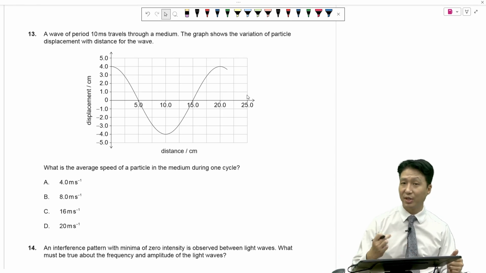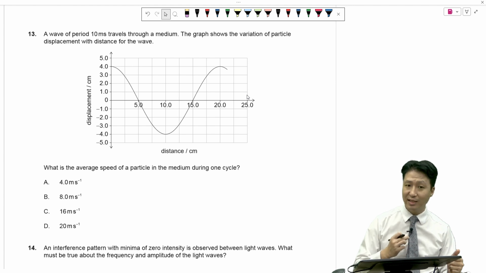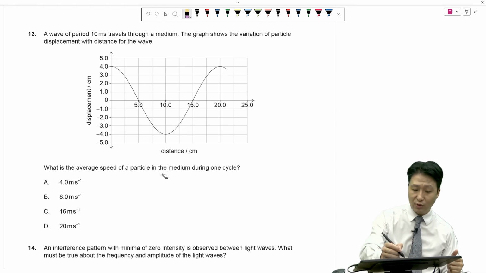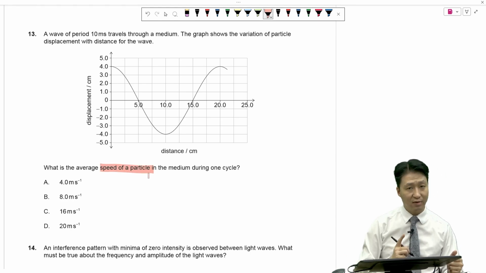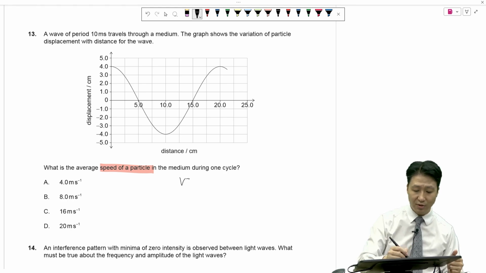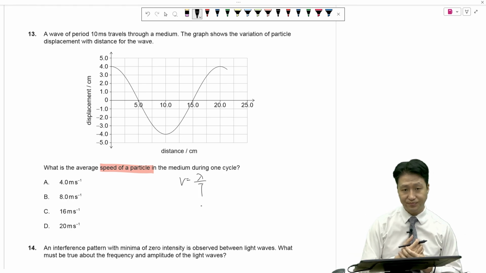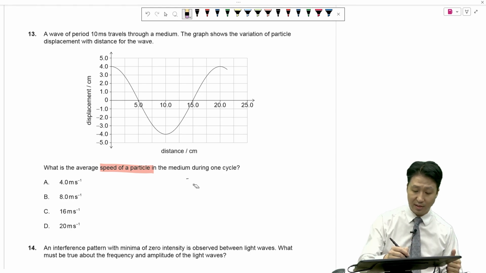Question number 13 is a little bit tricky. It says, a wave of period 10 milliseconds travels through a medium. The graph shows the variation of the particle displacement with distance for a wave. What is the average speed of a particle in the medium during one cycle? What is tricky about this is it's asking for the speed of the particle, not of the wave. So if you try to use v equals wavelength over the period, you will not get the correct answer. The reason is this.